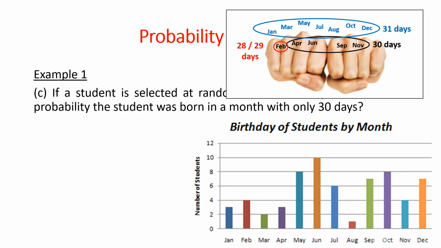So there are April, June, September, and November. There are 4 months of the year that have 30 days. So we've got to go through April, June, September, November.